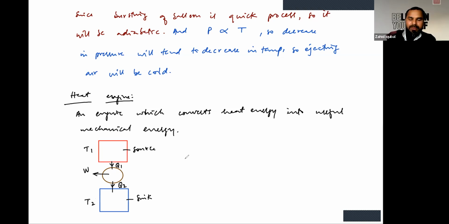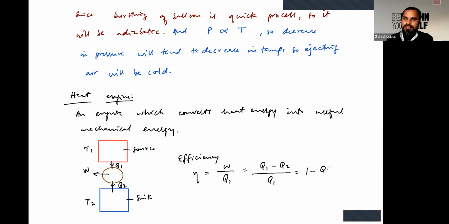So related to this part, we may define its efficiency of working. Efficiency of working is represented by eta. How much energy has been converted into work done relative to the amount of energy absorbed by it. So it is work done divided by heat absorbed, that is Q1. Work done is Q1 minus Q2, so efficiency is 1 minus Q2 by Q1. In terms of temperature, it will be 1 minus T2 by T1.